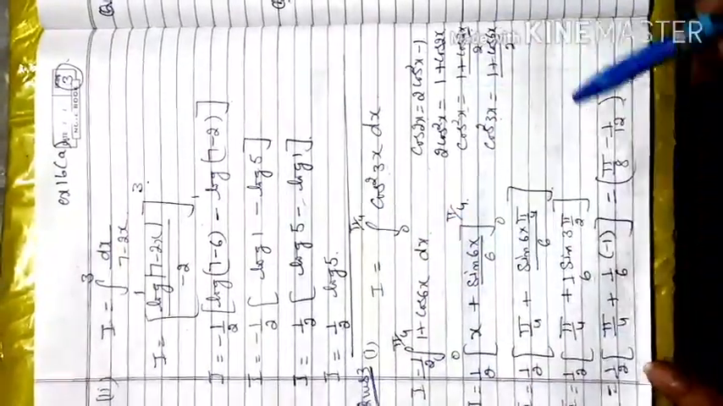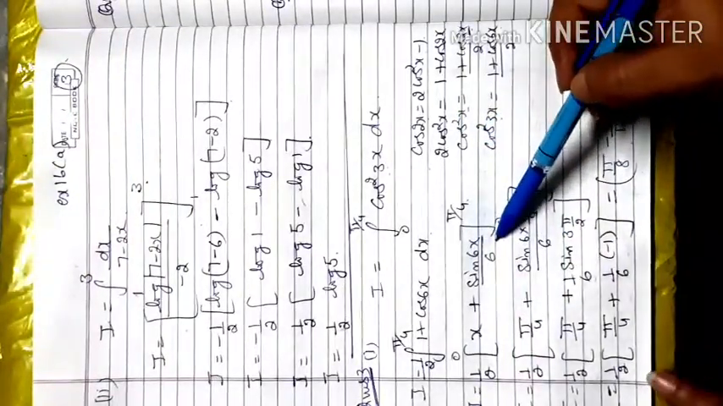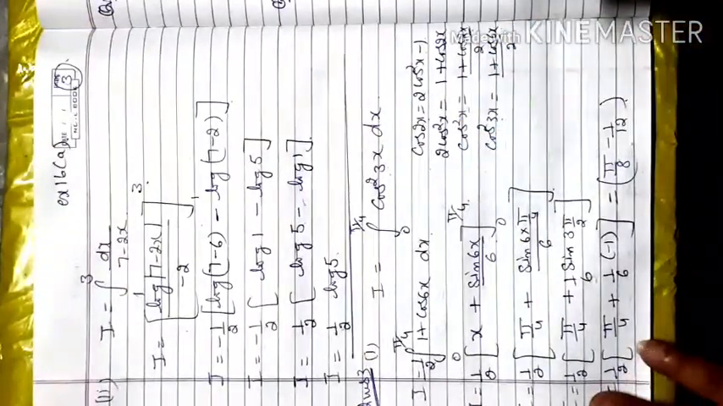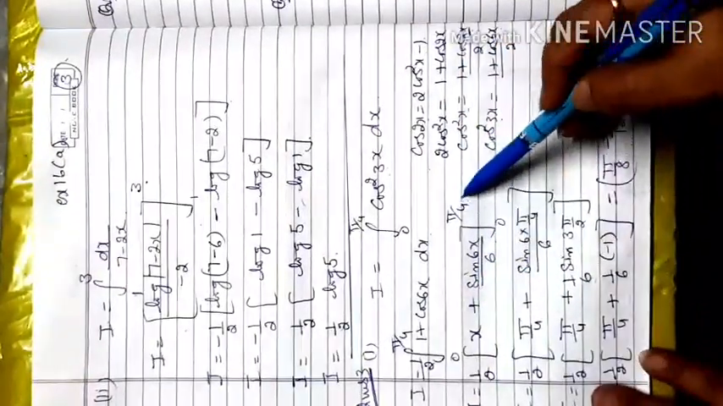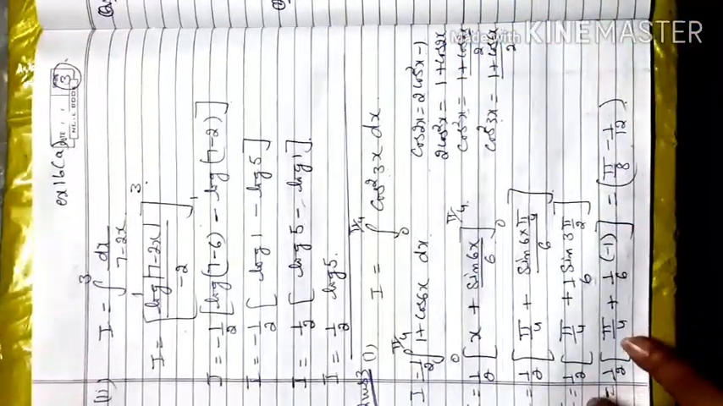1 by 2, keep it outside. After integration, x plus sin 6x, and the differentiation of 6x in the denominator is 6. Now apply the limit. If you apply 0, all terms will be 0. So only I go with pi by 4, and my required answer is pi by 8 minus 1 by 12.